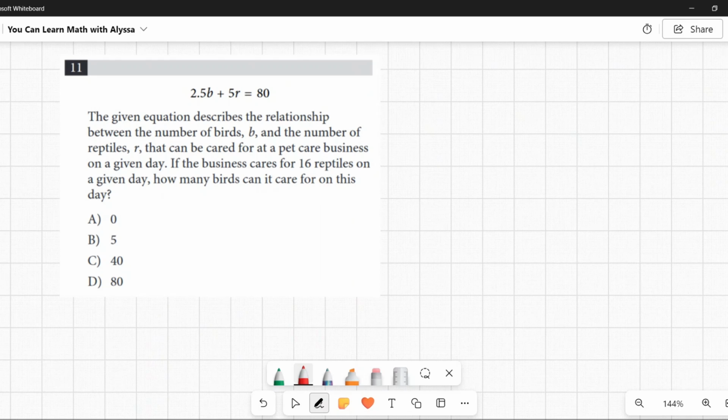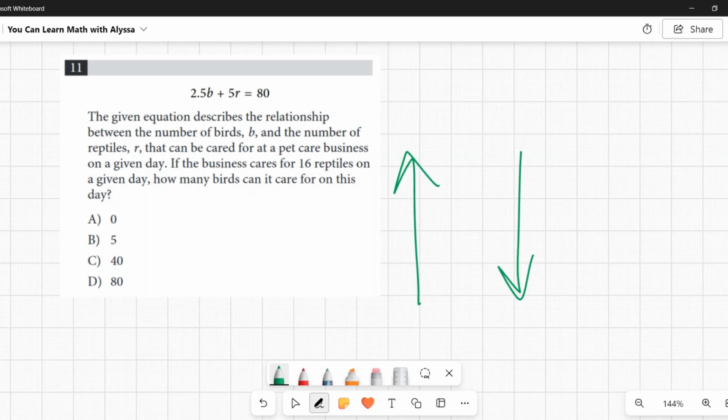11. 2.5b plus 5r equals 80. The given equation describes the relationship between the number of birds, B, and the number of reptiles, R, that can be cared for at a pet care business on a given day. If the business cares for 16 reptiles on a given day, how many birds can it care for on this day? So this is a relationship showing, if they have more birds, they have to have fewer reptiles.